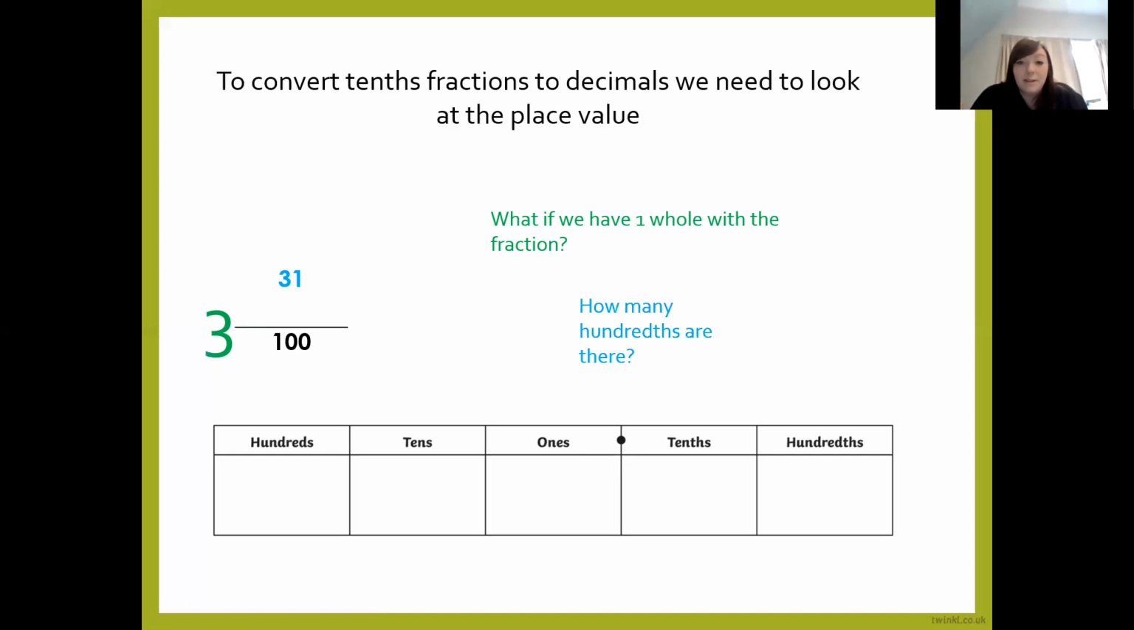Good. So you should have 3 in your ones column, your decimal point, then 3 in your tenths column and 1 in your hundredths. So 3 and 31 hundredths is the same as 3.31. Good, well done.